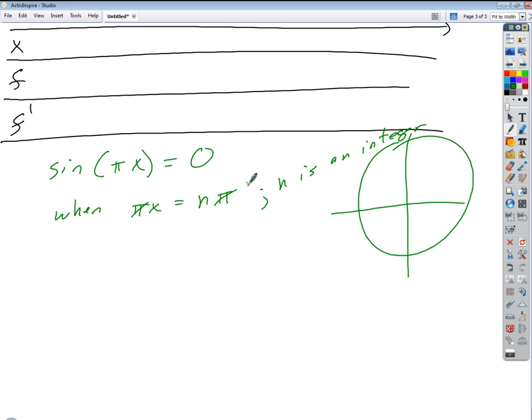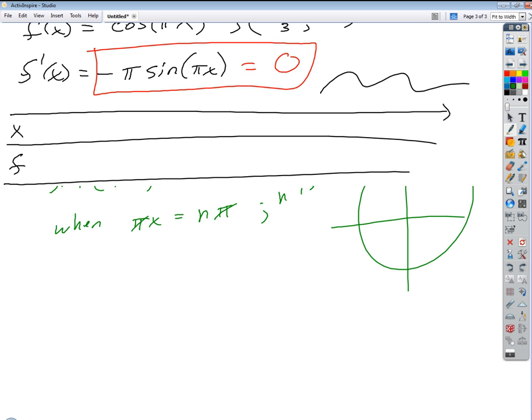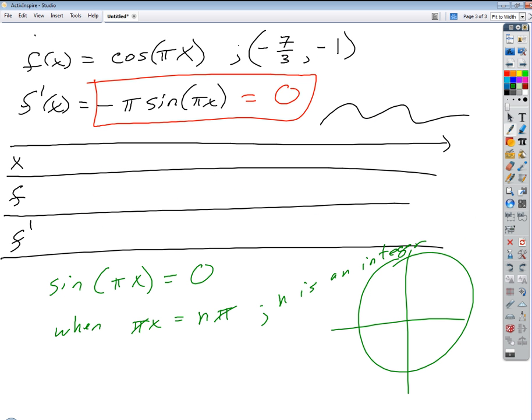So what integers fall in our domain? We're going from negative 7/3, which as a mixed number is what? 2 and 1/3. So I'm going from negative 2 and 1/3 to negative 1. What integers are captured in that domain then? Negative 2, right? So that's the only critical number that we get that's not at an endpoint, right?